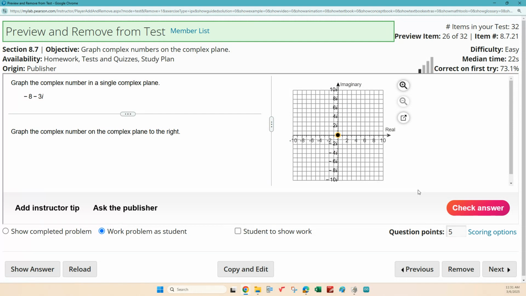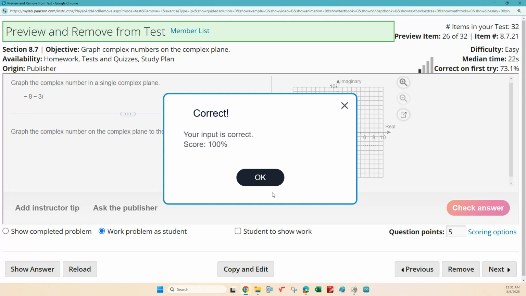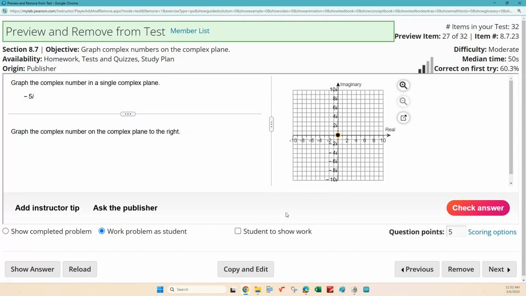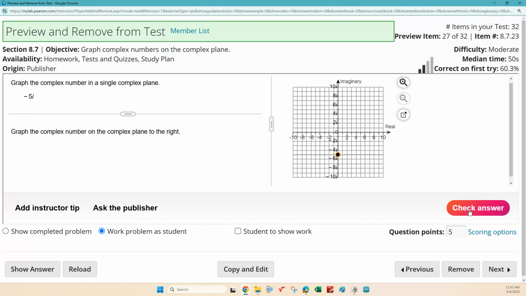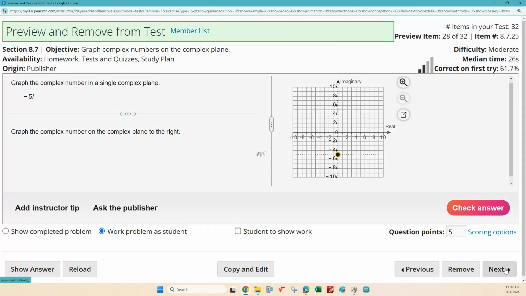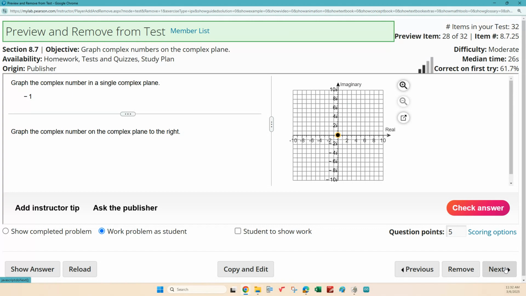How about that complex number? Left 8 and down 3. How about that? How about that complex number? Okay, so look at that. A pure imaginary number sits on the imaginary axis. That one looks pretty familiar. How about that one? How about that?